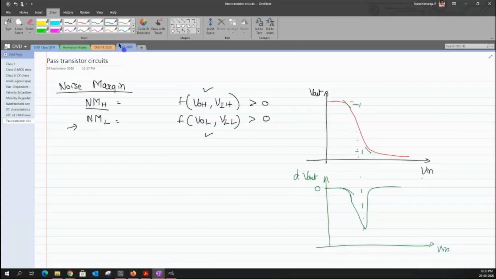Now one could place a horizontal line at the value of -1. When the dVout slope value is equal to -1, I can place a horizontal line. This horizontal line will intersect at two points across the green graph. The first point we call VIL. Why? Because it is the lowest value. We know that Vin varies from 0 all the way to the maximum voltage of VDD. This is a voltage that happens closer to the value of 0, and we call this VIL. The next intersection point, we call VIH.